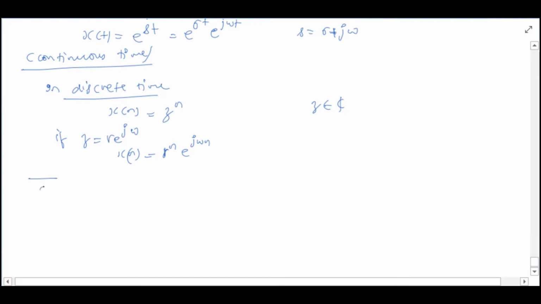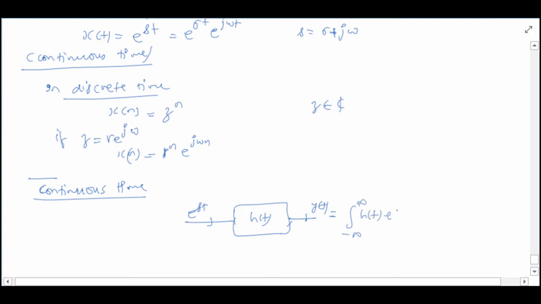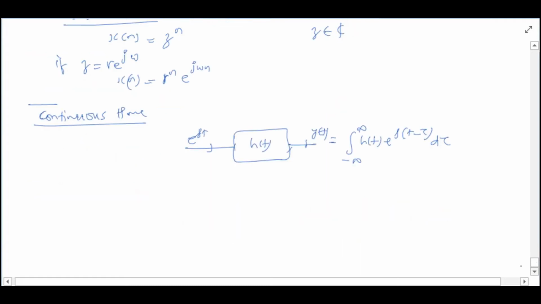First we will consider a continuous time system. Here is a system with impulse response h(t). We give it a signal e^(st). Then its output, from what we have learned, can be written as the convolution integral of h(t) and e^(s(t - tau)). It can be easily seen that this integral equals the integral from minus infinity to infinity of h(tau) e^(-s tau) d tau times e^(st).